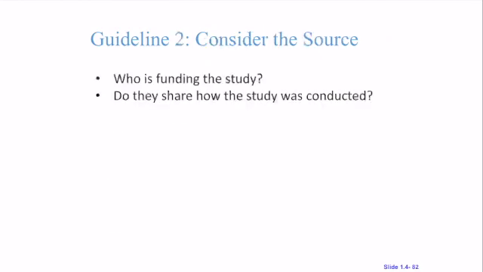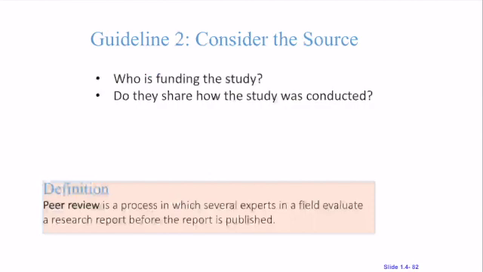Consider the source. Who is funding the study, right? Studies can be expensive, they can be time consuming, you have to get a lot of participants. And if, say, Coca-Cola was trying to do a study on the fact that Coca-Cola didn't cause people to gain weight, right? That would introduce some bias, so we have to be really careful. Another thing we need to know is, do they share how the study was conducted? Something we really need with any study is we need it to be repeatable and hopefully get very similar, if not the same, answers. And in order to do that, the study must share how they conducted their study.